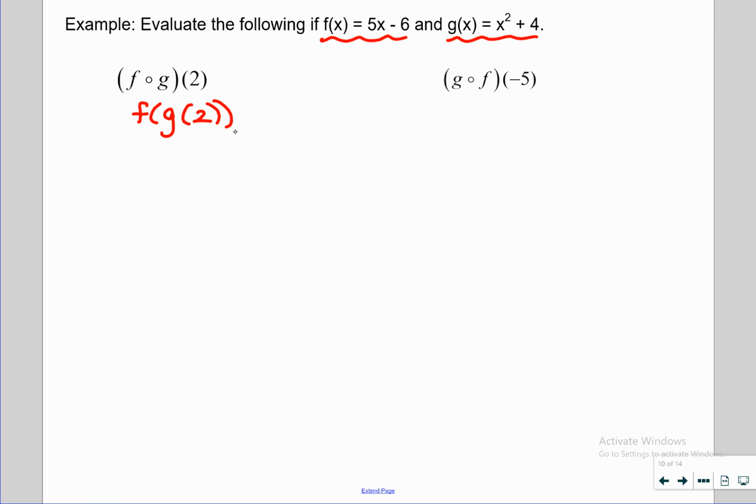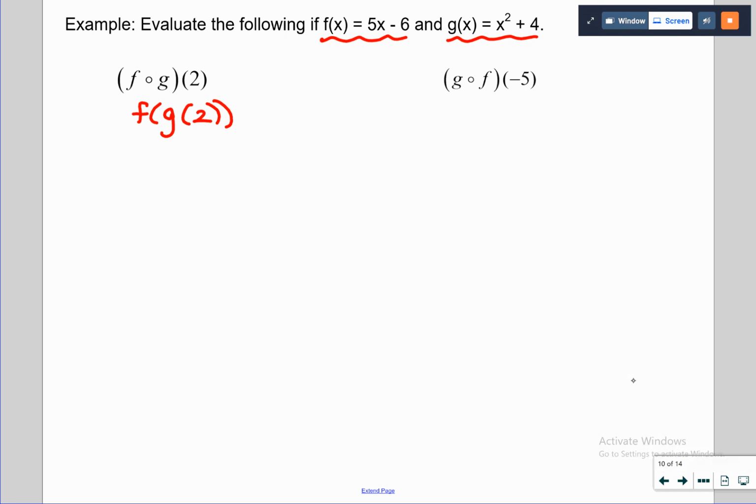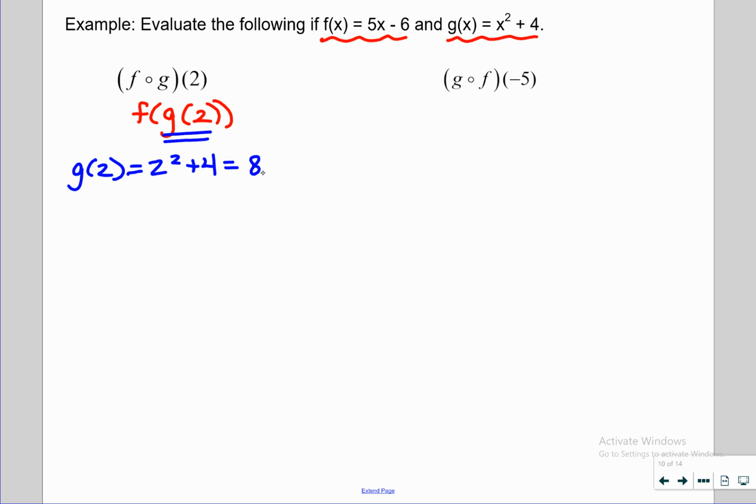Whenever I am evaluating a composition, we are always going to use order of operations. We're going to work from the inside out with our parentheses. So when I see g of 2 on the inside, that's my first step. It just means plug 2 into g, and we know how to do that. It would look like 2 squared plus 4, and my answer would be 8. So now g of 2, I can replace with an 8. I know what g of 2 is equal to.